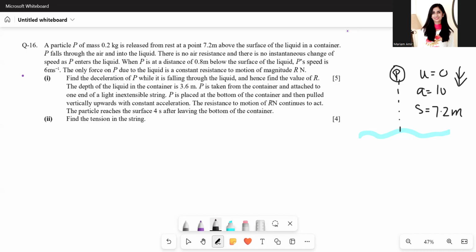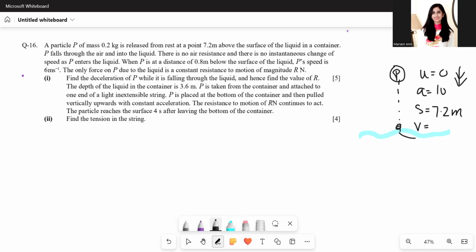P falls through the air into the liquid. There's no air resistance and there's no instantaneous change of speed as P enters the liquid. So whatever is the speed here, V is equal to, we're going to calculate that here. That is the speed that we'll use as the initial speed inside the water, because it's saying that no instantaneous change of speed is observed as the particle falls into the water. Okay. So let's find the speed first.